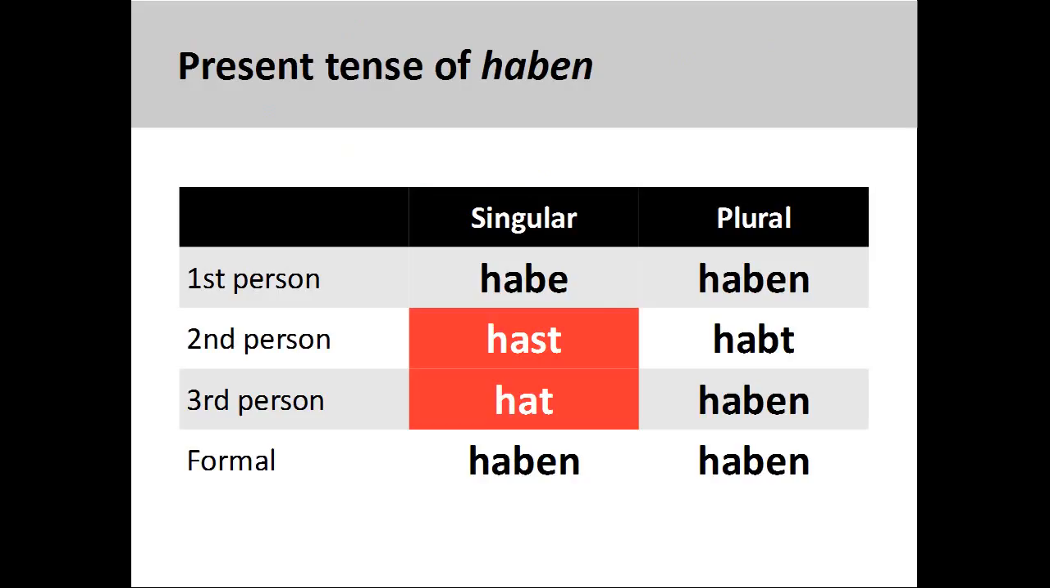The second principal part is important as it lets us know that the verb we are conjugating has unpredictable variations in the second and third person singular. This is a typical characteristic of most irregular and strong verbs.